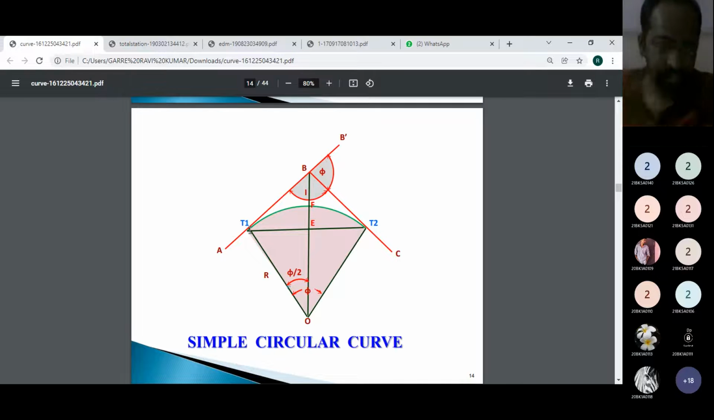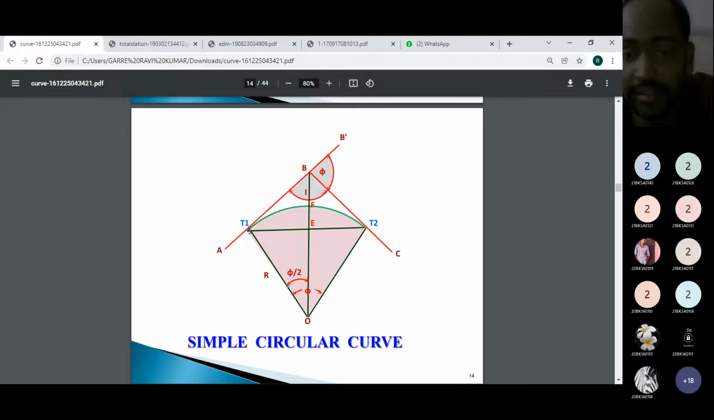It means that it can join the road BC. Now T1 and T2 can be called the tangent points. T1 is the starting point of the curve, and T2 is the ending point of the curve. AB is the tangent line, and BC is also a tangent line for the curve.